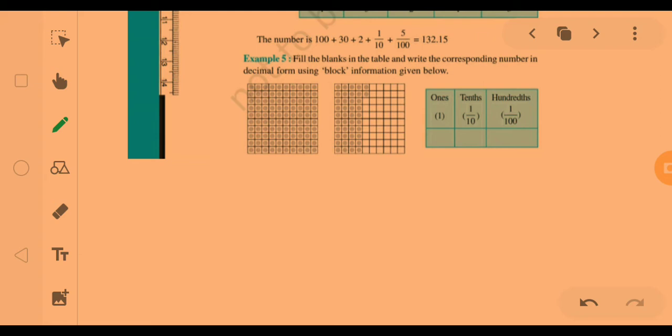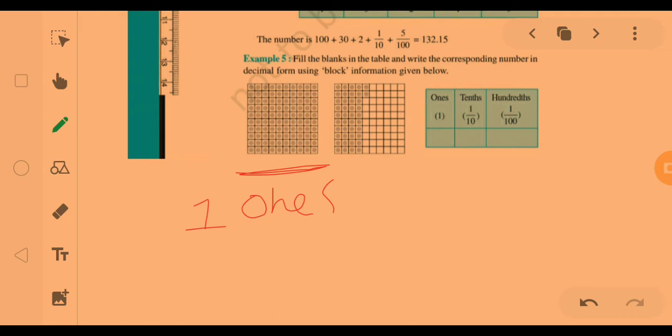So here you see one filled block. There are 100 tiny squares. This is complete, so since it is complete, we take this as ones. How many ones are there? There is one. And the second square has partially completed.